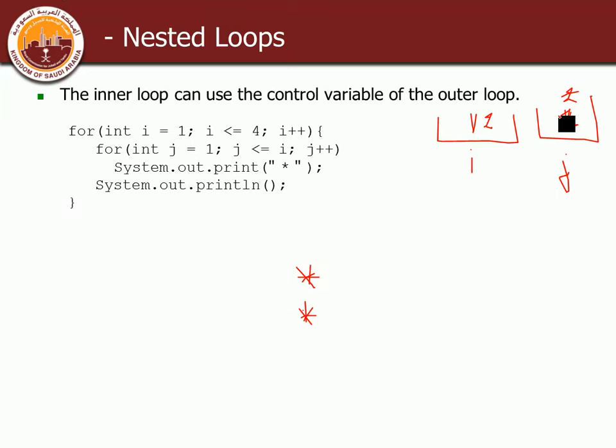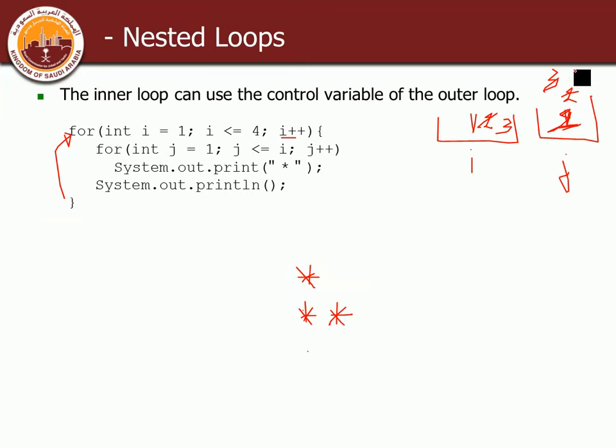j becomes 2. Is 2 less or equal to 2? Yes, display another star. j becomes 3. Is 3 less or equal to 2? No, get out, go back to the line, and then go up again. When I go up, I becomes 3. Get inside, sorry, I need to ask first. 3 is less or equal to 4? Yes, get inside, and then put 1 in j.